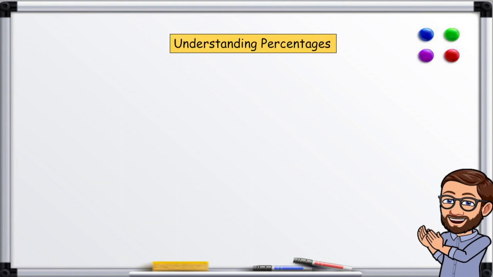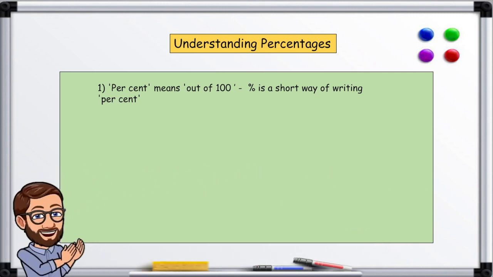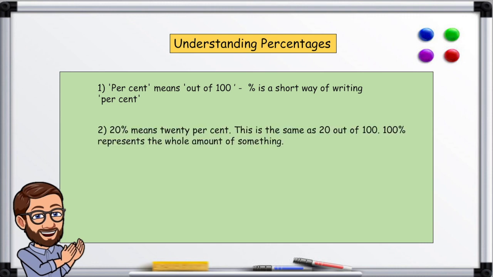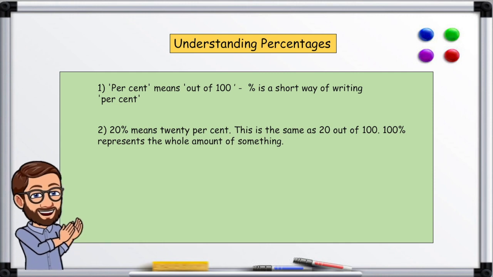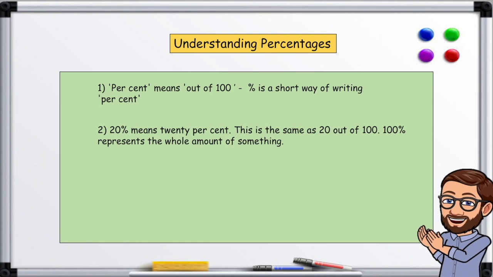Understanding percentages. Percent means out of 100. The percent sign is a short way of writing percent. The percent sign after a number means out of 100. So if you see the 20 here, it means 20 out of 100. This is the same as 20 out of 100. 100% represents the whole amount of something.